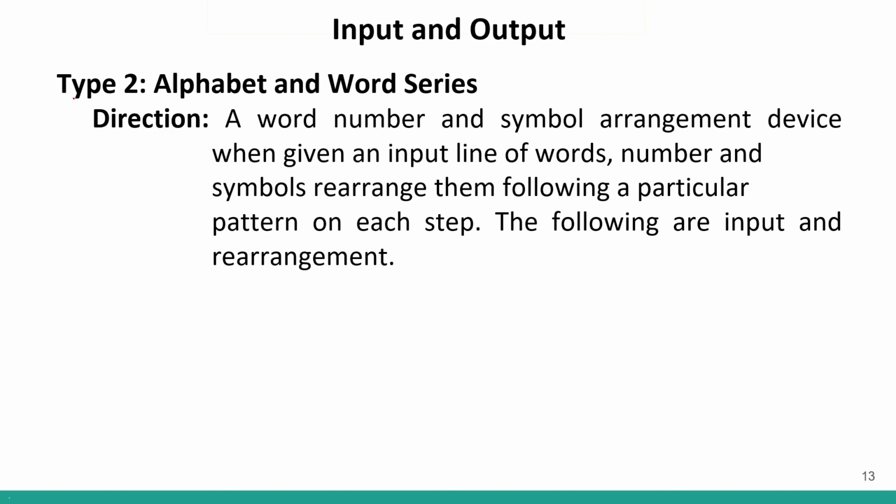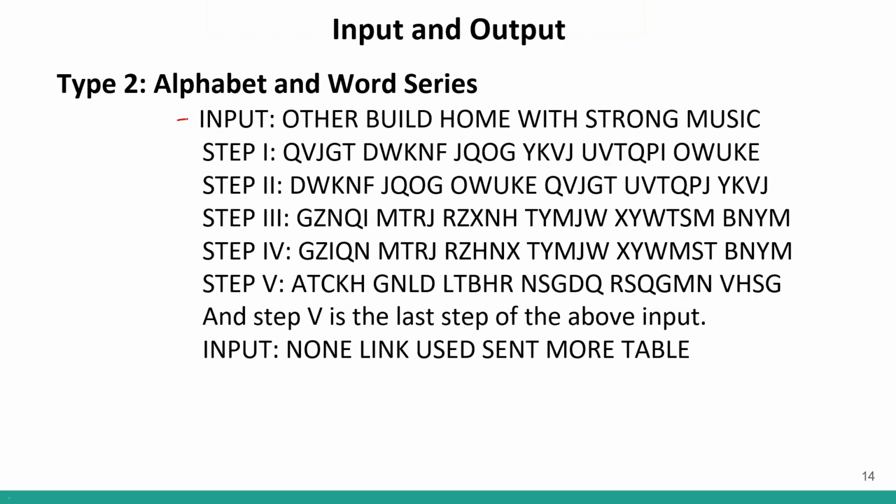Moving on to type 2, which is alphabet and word series. Similar directions are given: we will feed an input to a machine, and that machine will generate a series of outputs in steps, and we have to find the final output. So this is the input, these are your steps, and step 5 is the last step. So step 5 is the final output. Based on this logic we have to find the output of this particular input. So let us start.